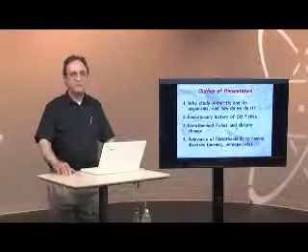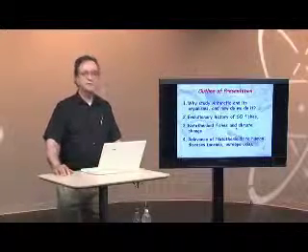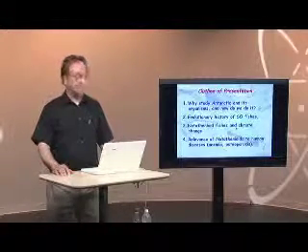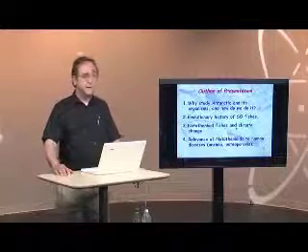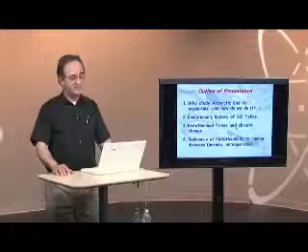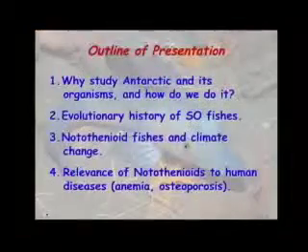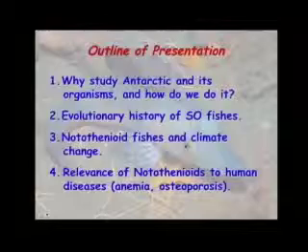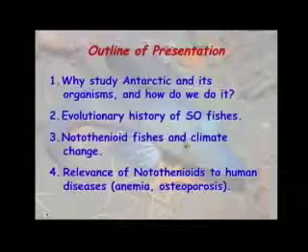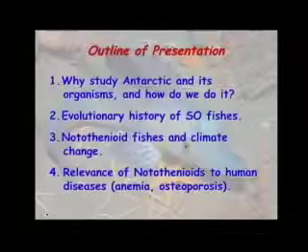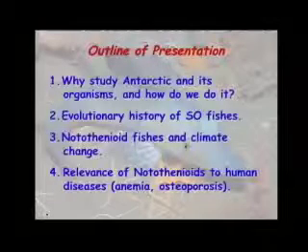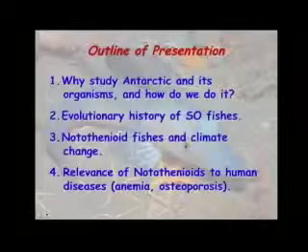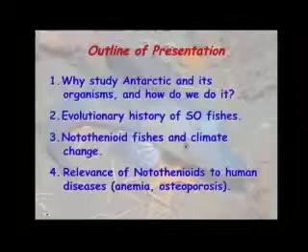The outline of this presentation will be in 4 parts. First, I want to describe why study the Antarctic and its organisms and a little bit about how we do it. Secondly, I'd like to give you the evolutionary history of the Southern Ocean fishes. Then I'll move into considering the notothenioid fishes and climate change and how climate change may interact with these organisms. Then finally, I want to describe the relevance of notothenioids, the fish I study, to human diseases such as anemia and osteoporosis.